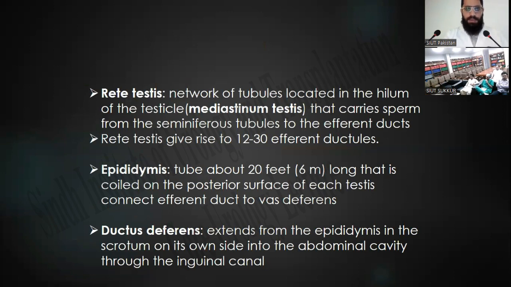The rete testis is a network of tubules located in the hilum of the testicle that carries sperm from the seminiferous tubules to the efferent ducts. Rete testis gives rise to 12 to 30 efferent ductules. Epididymis is a long tube, about 20 feet, that is coiled on the posterior surface of each testis. It connects efferent ducts to the vas deferens. Ductus deferens extends from the epididymis in the scrotum on its own side into the abdominal cavity through the inguinal canal.